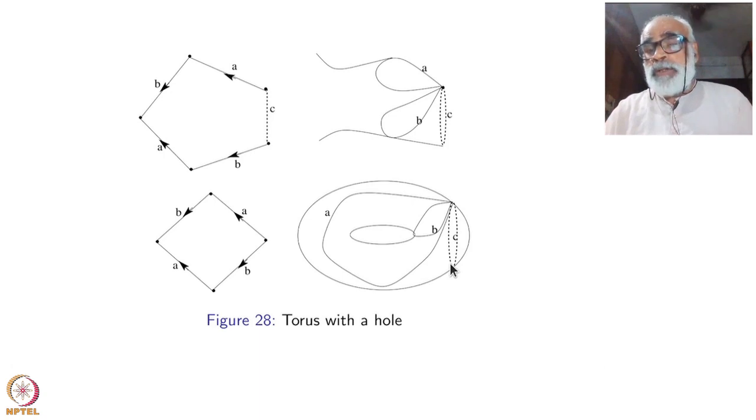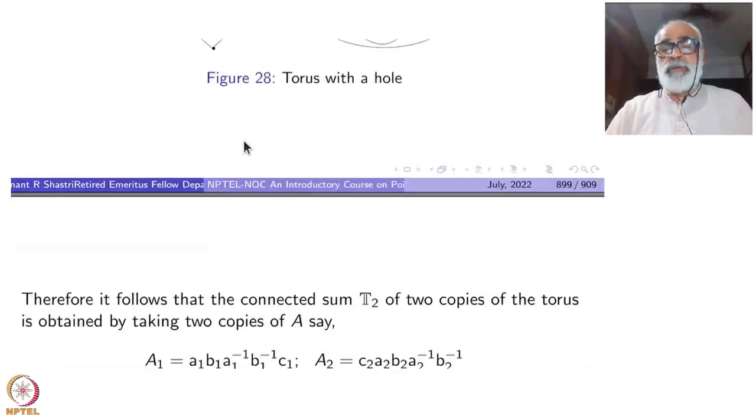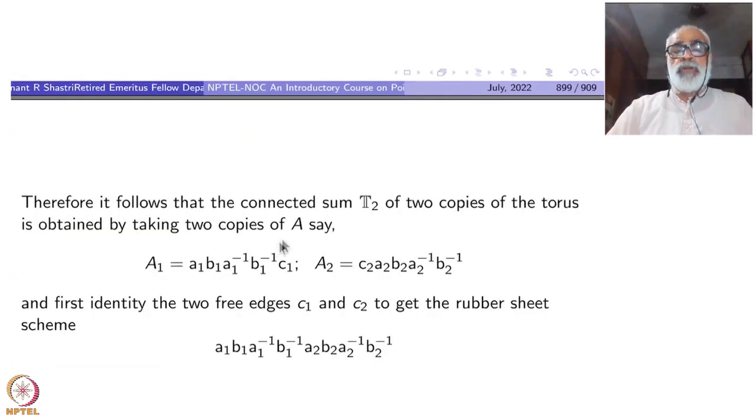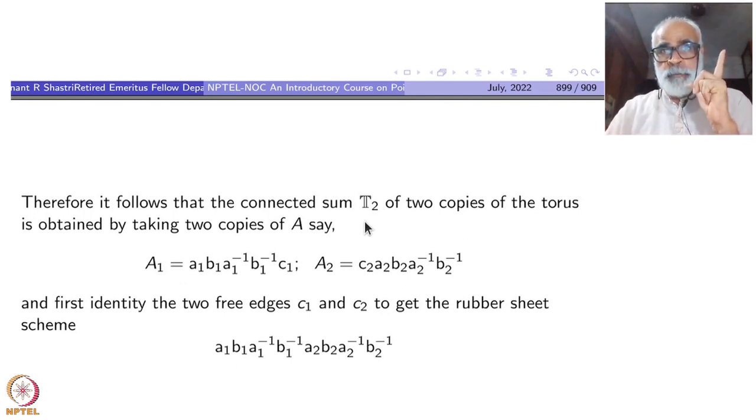So making this circle into a single point is the same thing as putting a disk here. Removing the disk from the torus gives you this. Now what do I do? Therefore, it follows that the connected sum T2, what is T2? T connected sum T, right?